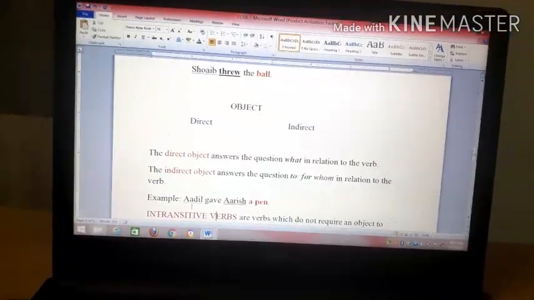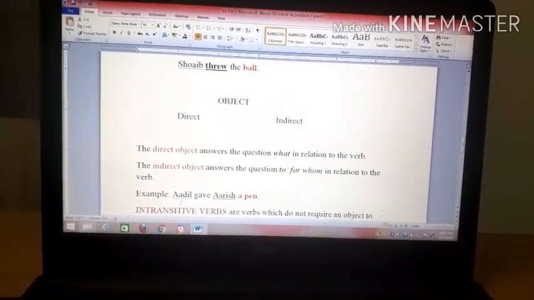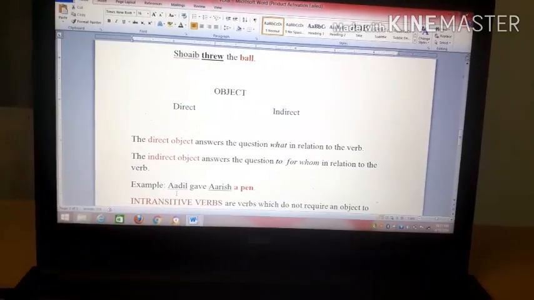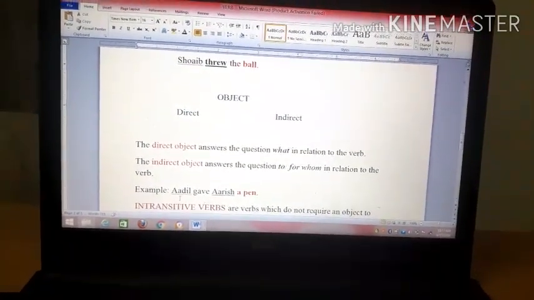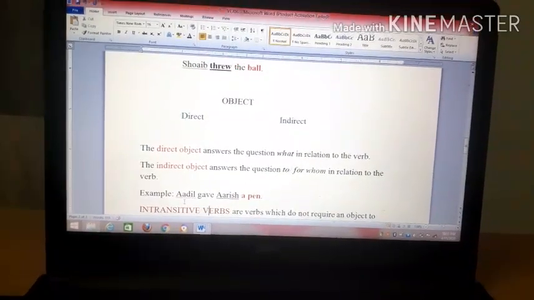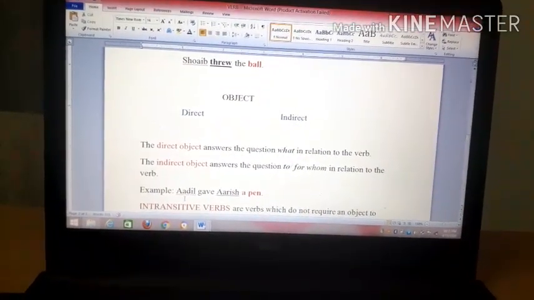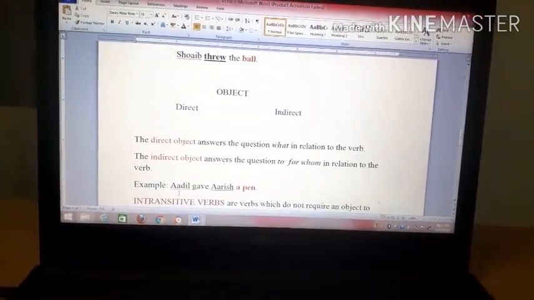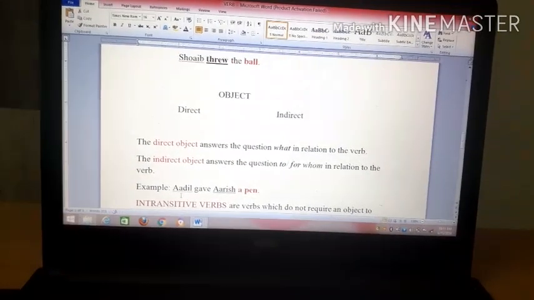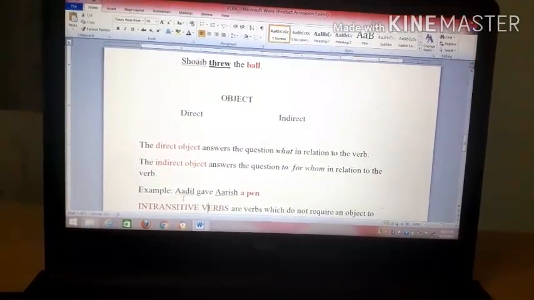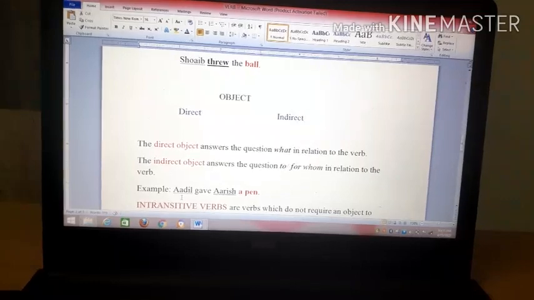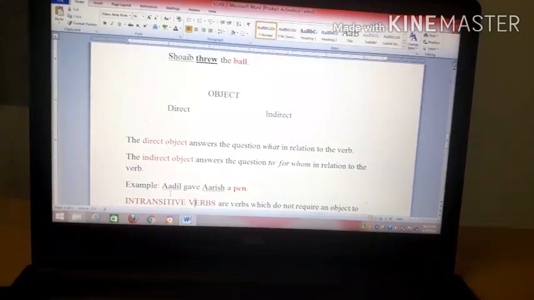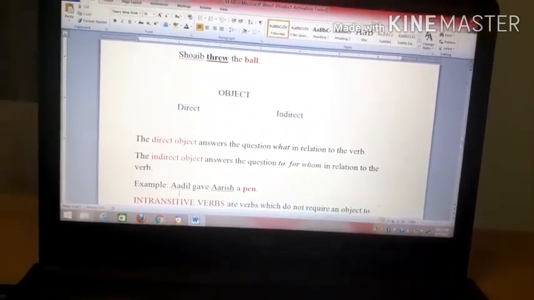As you can see in the example, Adil gave Arish a pen. Adil gave what? A pen. So here a pen is the direct object. And to whom did Adil give the pen? To Arish. So here Arish is the indirect object. As you can see, the pen is a non-living thing, and Arish is a human being, so it's a living thing. So you can remember direct and indirect objects in this way also.